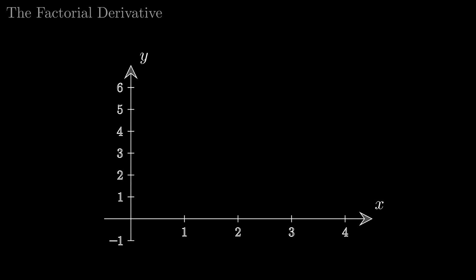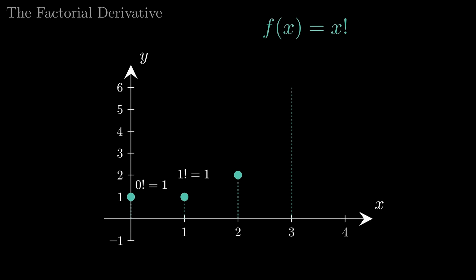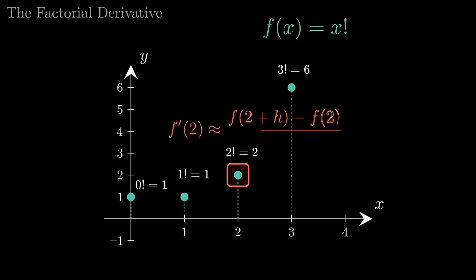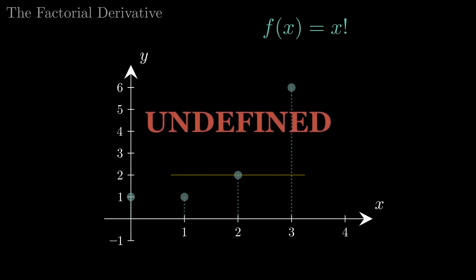First, a quick warm-up. For a smooth function like x squared, the derivative is the slope of the tangent line. Slide the tangent. Right there at x equals 1, the slope is 2. Now switch to x factorial. Look, only isolated points: 0 factorial, 1 factorial, 2 factorial, 3 factorial. Try the limit definition with a tiny h, and everything breaks. No nearby values, no consistent tangent, so the derivative is undefined.